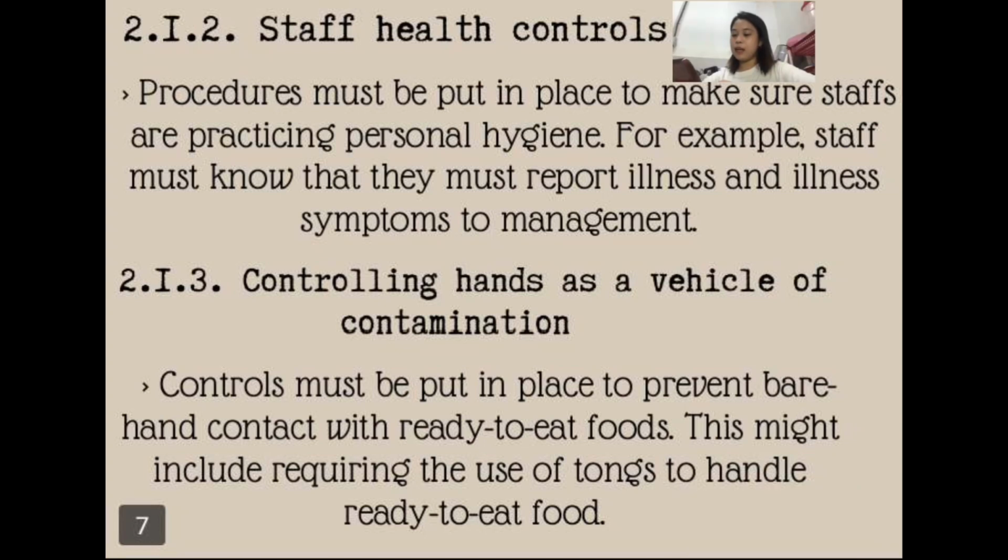Controlling hands as a vehicle of contamination. Controls must be put in place to prevent bare hand contact with ready-to-eat foods. This might include requiring the use of tongs to handle ready-to-eat food. So especially sa mga eatery, even though small businesses, kailangan nila magkaroon ng safety practices, lalo na doon sa mga ready-to-eat food. Instead of kakamayan nila yung mga ready-to-eat food, gagamit sila ng mga tools para sa food na yun, gaya na lang ng tong.